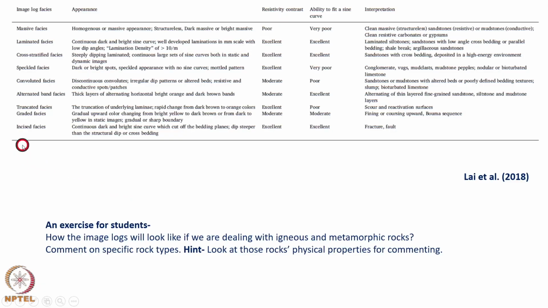So, here is the incised facies. It is continuous dark and bright sine curves which cut off the bedding planes. Here there are continuous dark and bright sine curves, and then there are dips deeper than the structural dip or cross bedding.